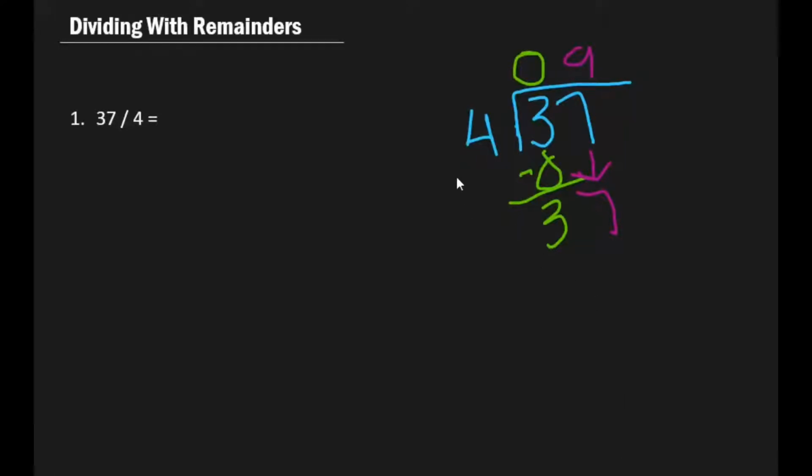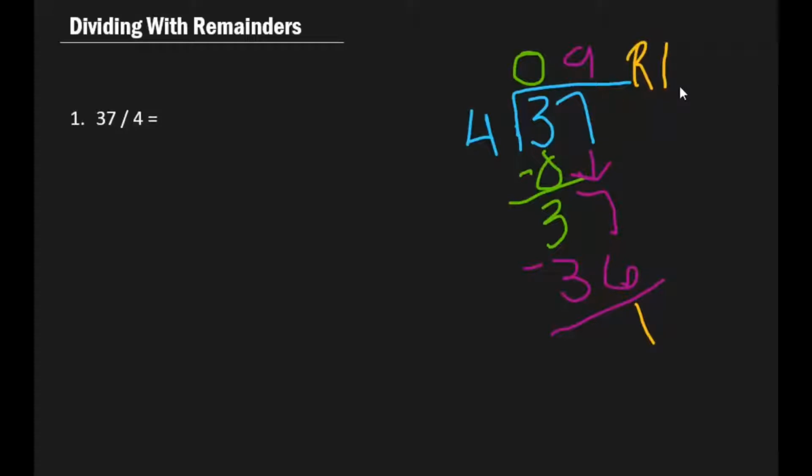We're going to see what 4 times 9 is. 4 times 9 is 36. So we subtract 36 from 37. 37 minus 36 is 1, and that's our answer. Now all we're going to do is write an R up here. Next to the R, we're going to write our leftover number.